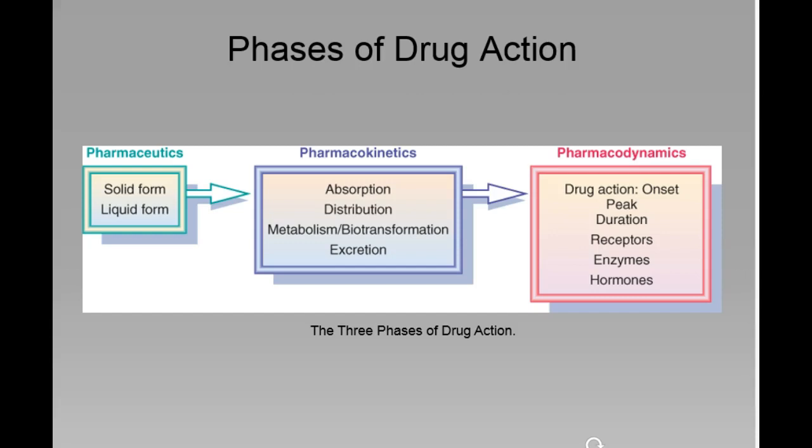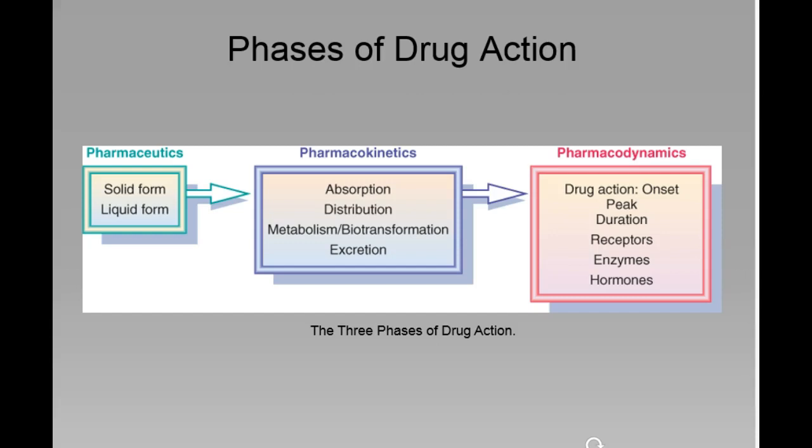So to review the phases of drug action, pharmaceutics: it's important for medications to convert from a solid form to a liquid form in order for it to be absorbed properly into the body. Once we reach pharmacokinetics, absorption, distribution, metabolism, and biotransformation of the medication is essential prior to excretion.